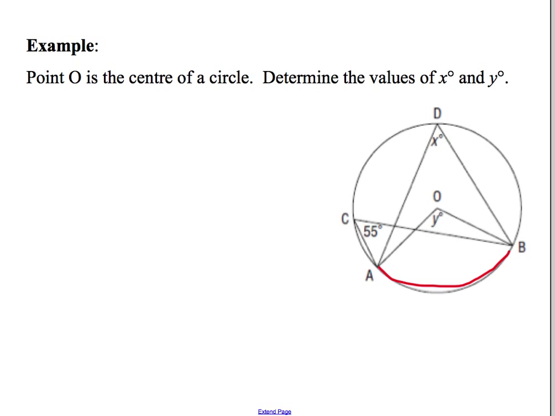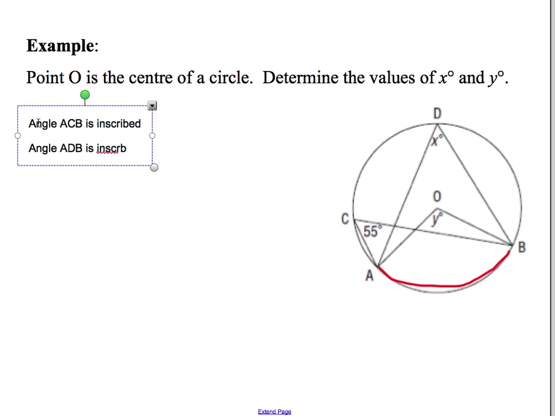Okay, so now let's talk about my angles. So angle ACB is inscribed. Angle ADB is inscribed. And we know that inscribed angles are equal when they are subtended by the same arc. And angle AOB is central because it goes to the center. Its pit stop is at the center.